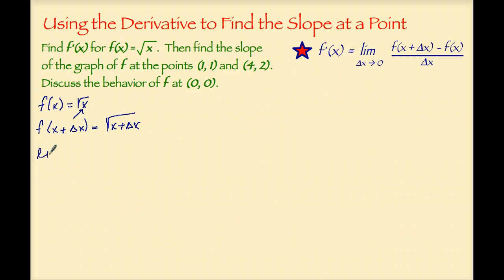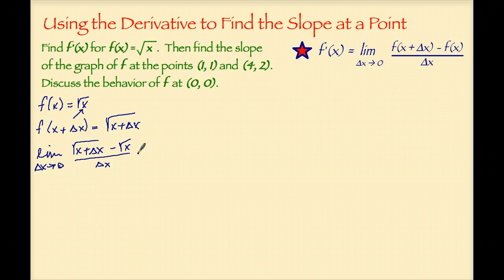Our limit will look like this. The limit as Δx approaches 0 of f(x + Δx), which is the square root of x + Δx, minus the original function, which is the square root of x, over Δx. Since we have to take a limit here, we'll use any method which allows us to reconfigure this so we'll be able to use direct substitution.